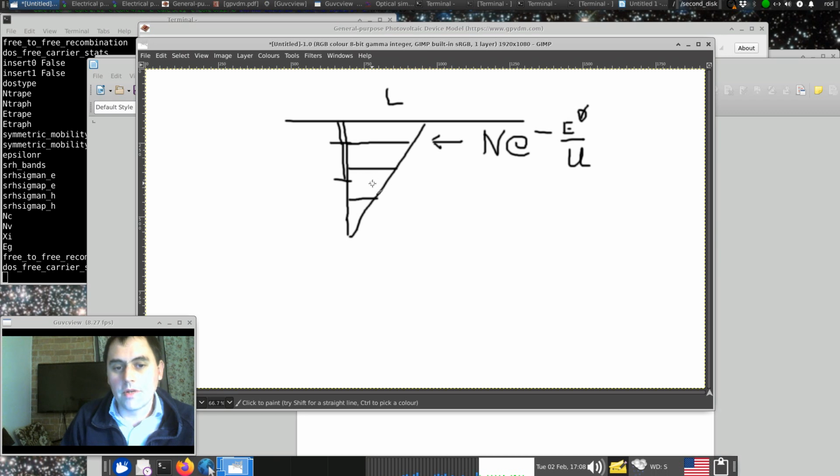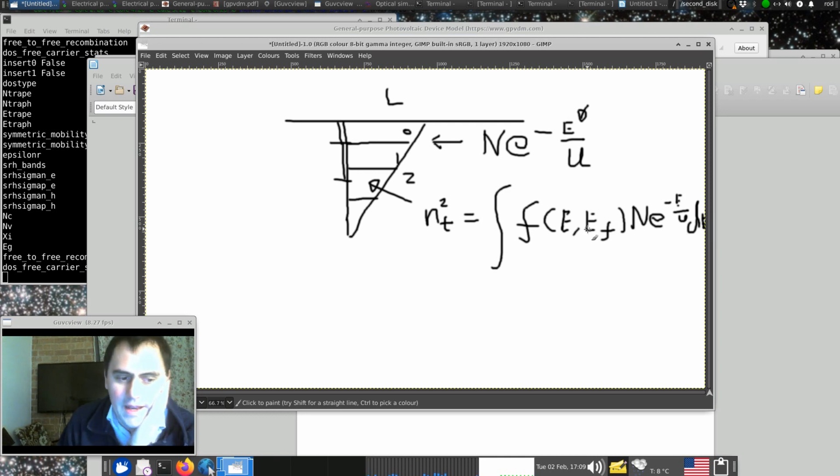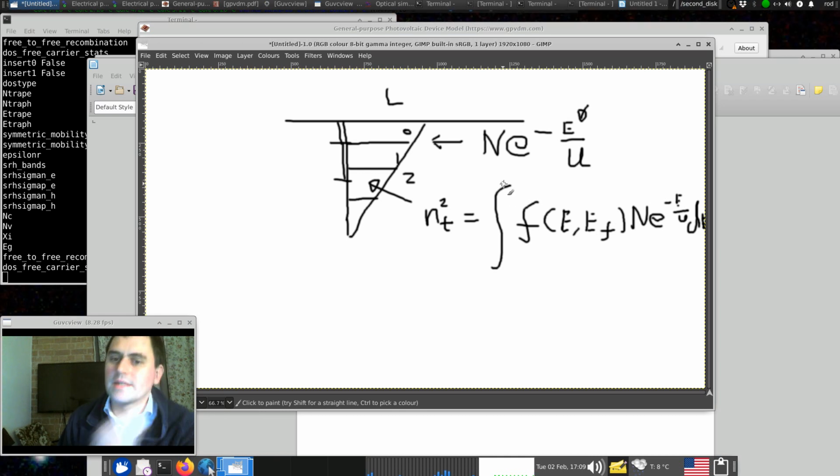So when we look at these traps, we've got to do things with them. For example, if I want to know the number of trapped carriers in that trap, which we'll call trap 012, we've effectively got to integrate the Fermi-Dirac function as a function of energy and the Fermi level, times some density of states, n e to the minus E over Eu, dE. Integrals in computers are very, very slow to evaluate. So this integral is super slow, and you can't do this during the simulation.